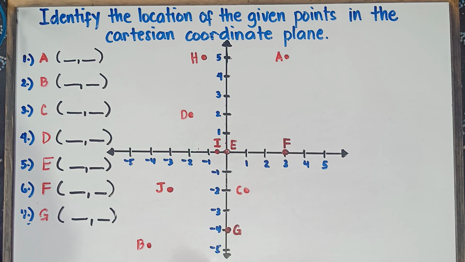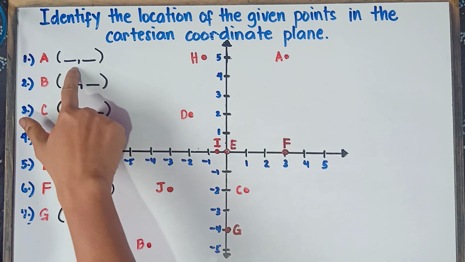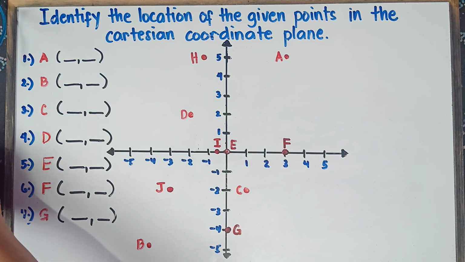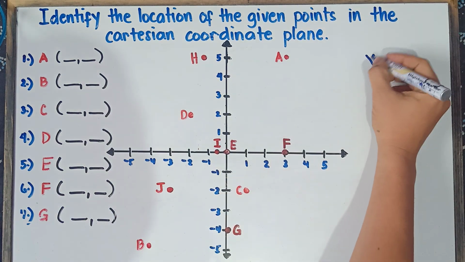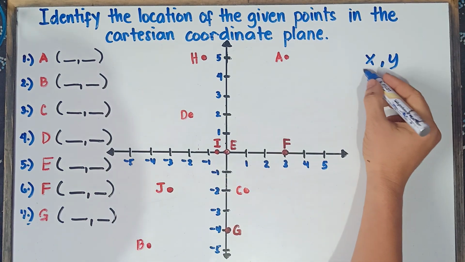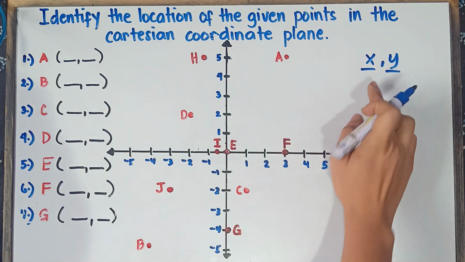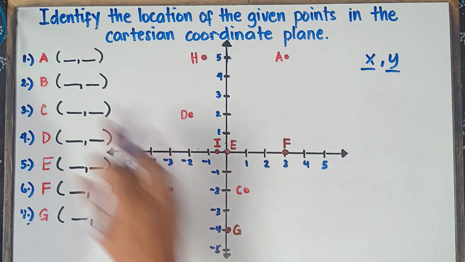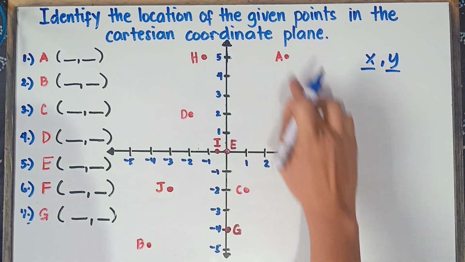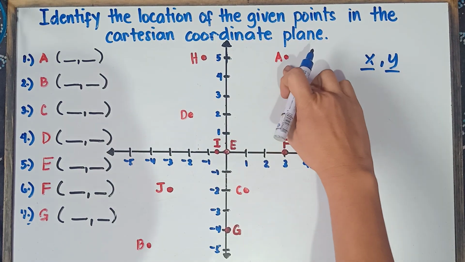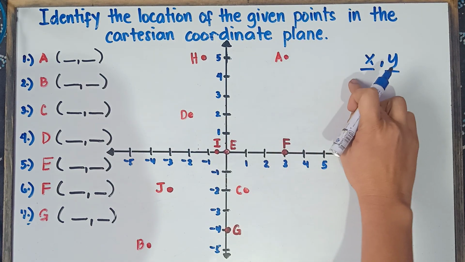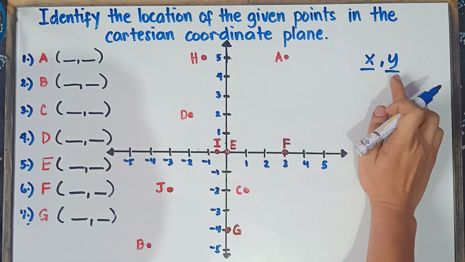So we have given A, and then we don't have the ordered pairs. Once again, class, for an ordered pair, it's always x and then y. So point A, the point is here. Once again, it's always x and then y. X comes first before y.